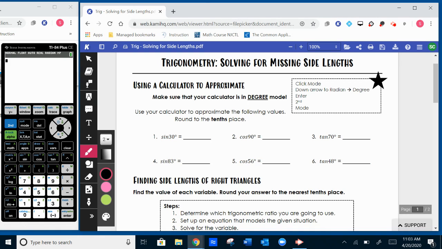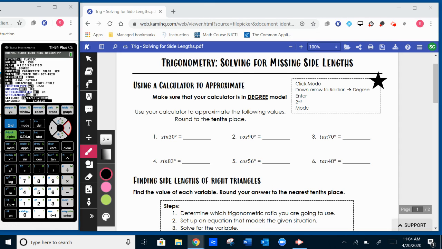So you're going to go to your calculator, and then you're going to click on Mode, which is right next to your second key. And if you look down where it says radian, you're going to use the down arrow 2 times to radian. You're going to use the right arrow and select degree.